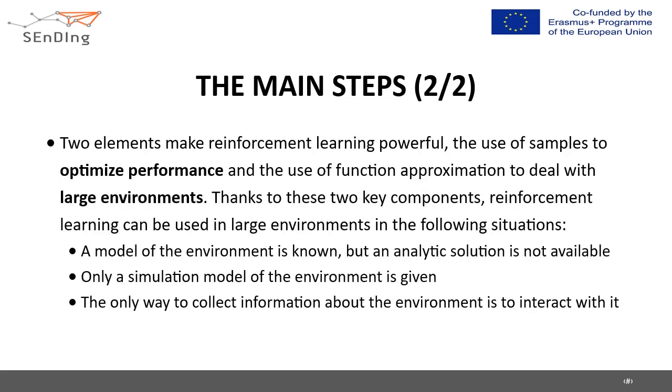Two elements make reinforcement learning powerful: the use of samples to optimize performance and the use of function approximation to deal with large environments. Thanks to these two key components, reinforcement learning can be used in large environments in the following situations. A model of the environment is known, but an analytic solution is not available. Only a simulation model of the environment is given. The only way to collect information about the environment is to interact with it.